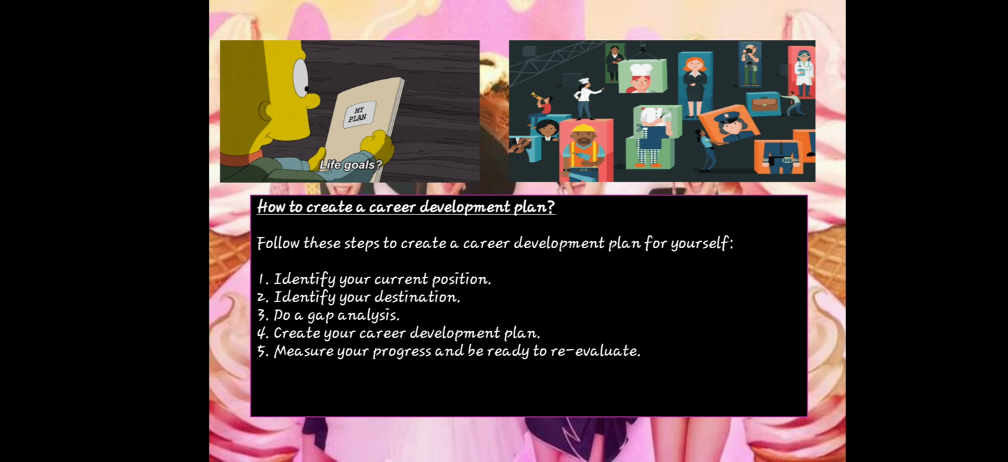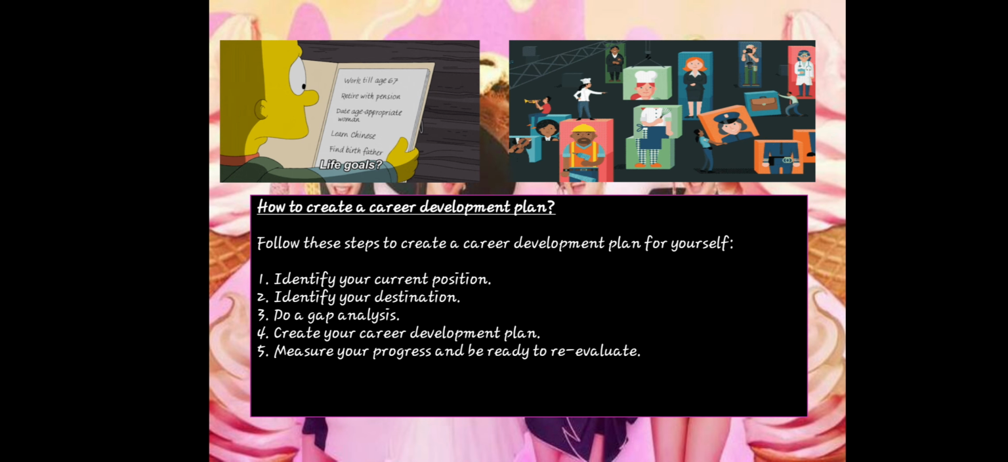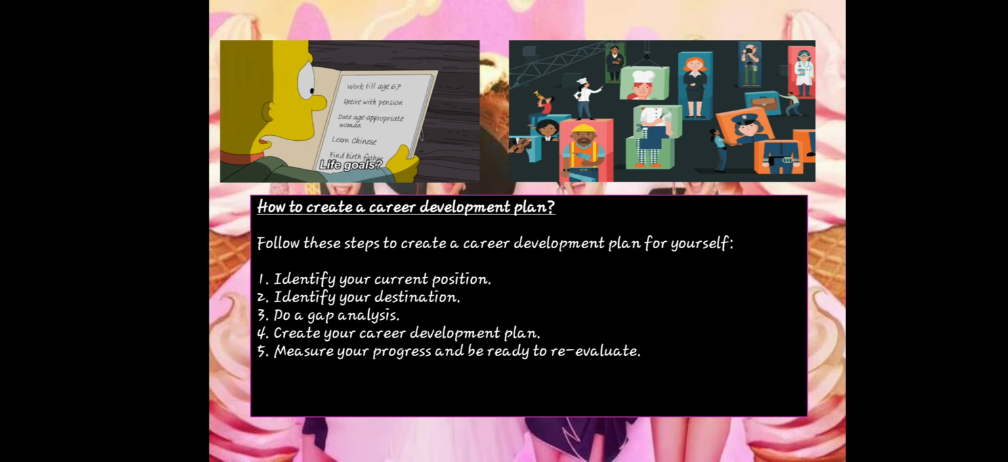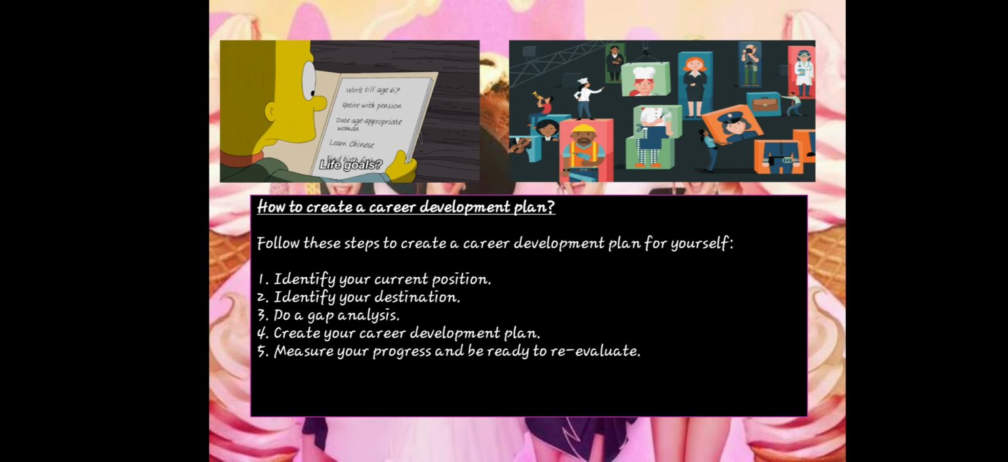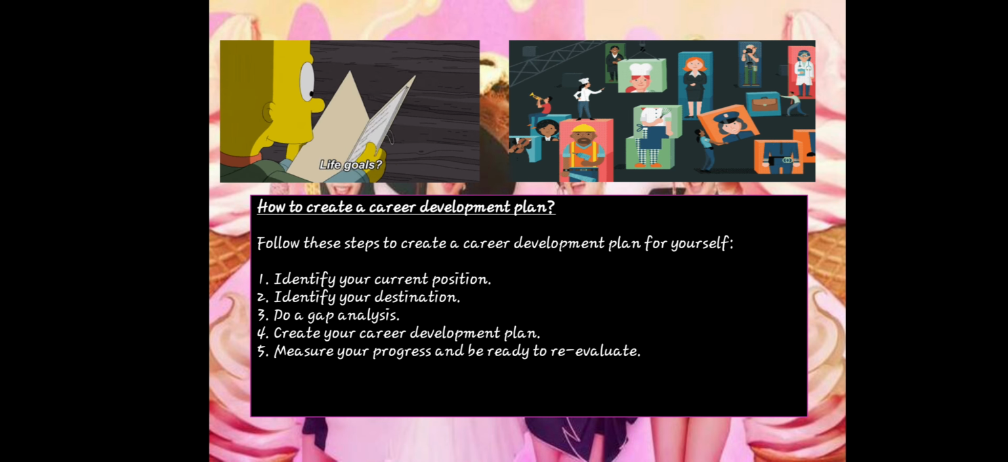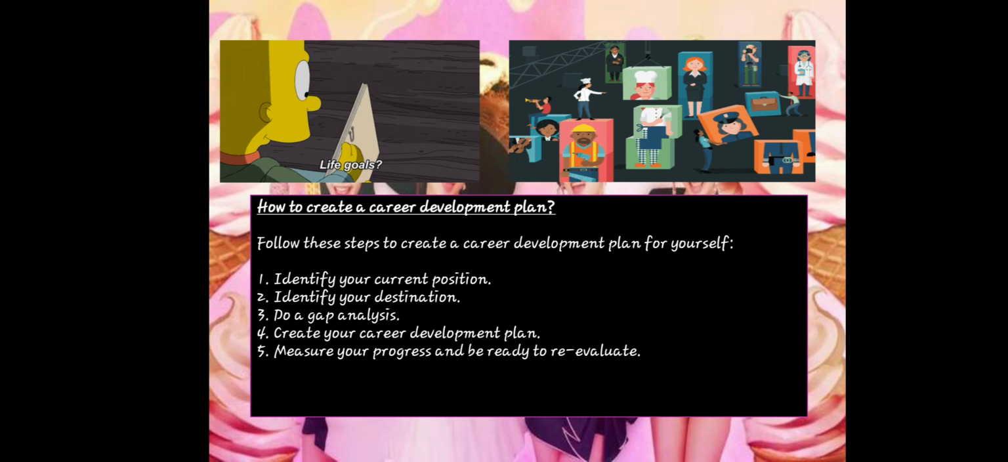First, okay, again, this is the list on how to create a career development plan. So these are the steps that you will be following in creating a career development plan. So the very first one is identify your current position. Second, identify your destination, do a gap analysis, create your career development plan, measure your progress, and be ready to re-evaluate. So meaning to say, these steps will eventually give you a certain path that you want to take by listing those important things, not only about yourself but also about the experiences that you will be having and the process that you will be doing. So this is the list. Ito lang yung una gagawin ninyo.